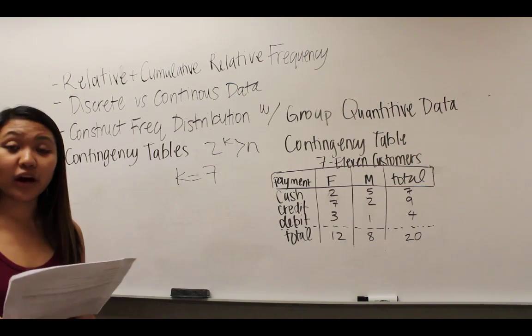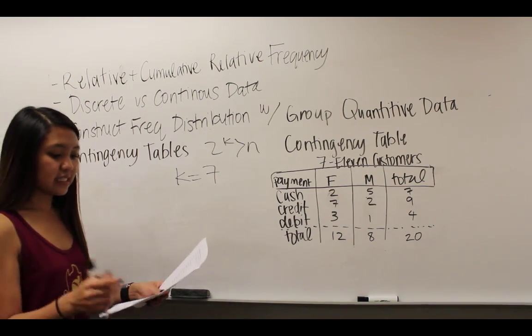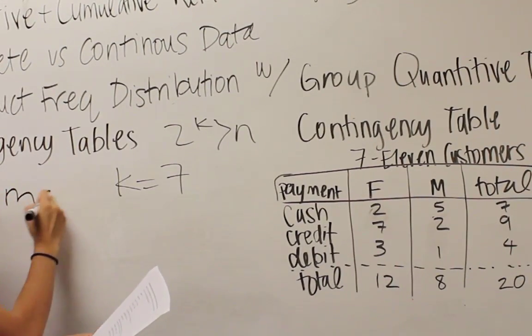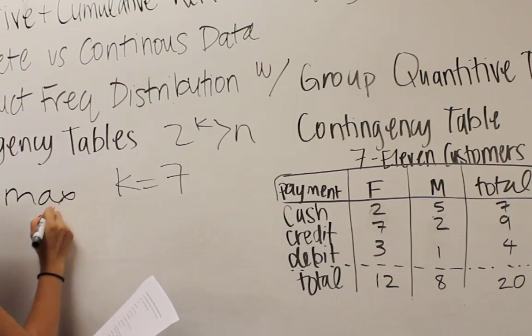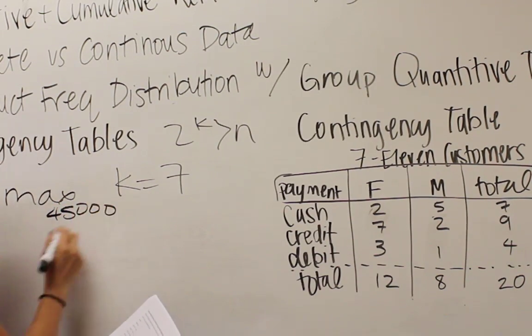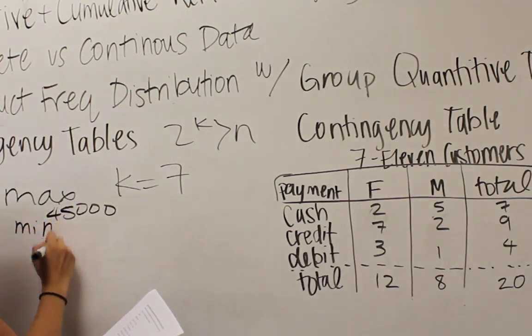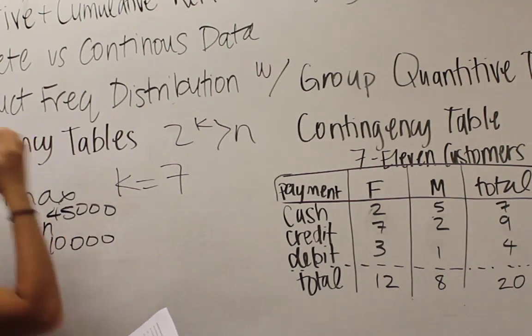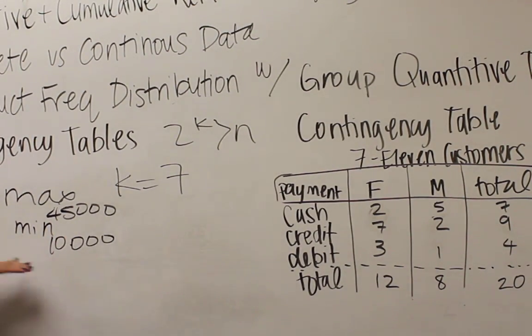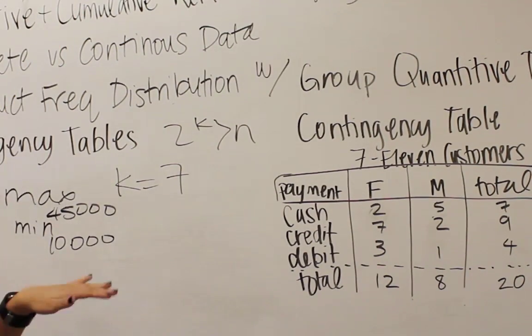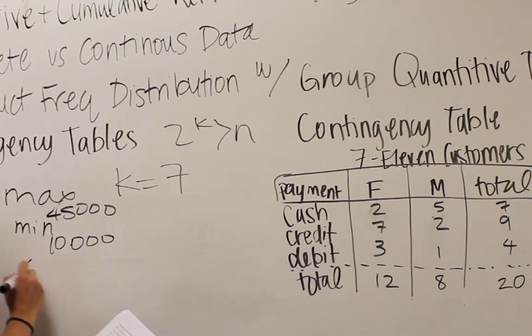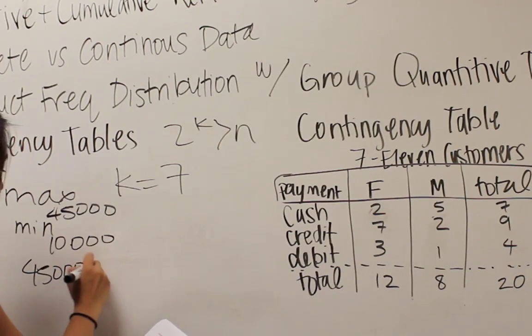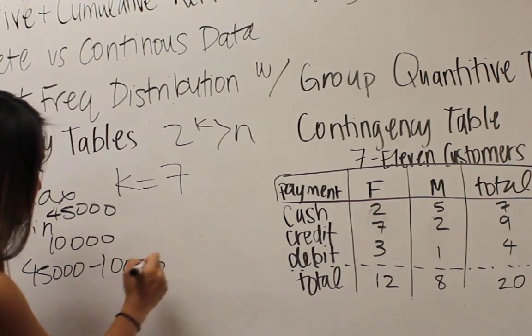What is the appropriate width of each of these classes if the max data value is 45,000 and the min is 10,000? So this is the minimum. It goes from 10,000 to 45,000. The first thing you're going to want to do is find the range, which is your highest value minus your lowest value, and that's what they gave us. So you're going to do 45,000 minus 10,000.